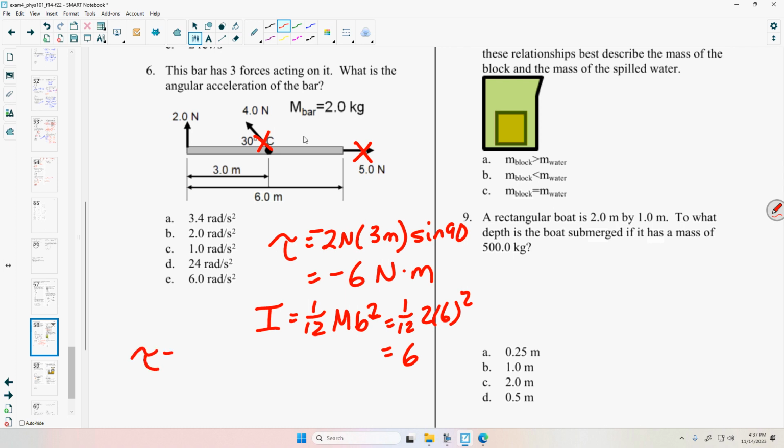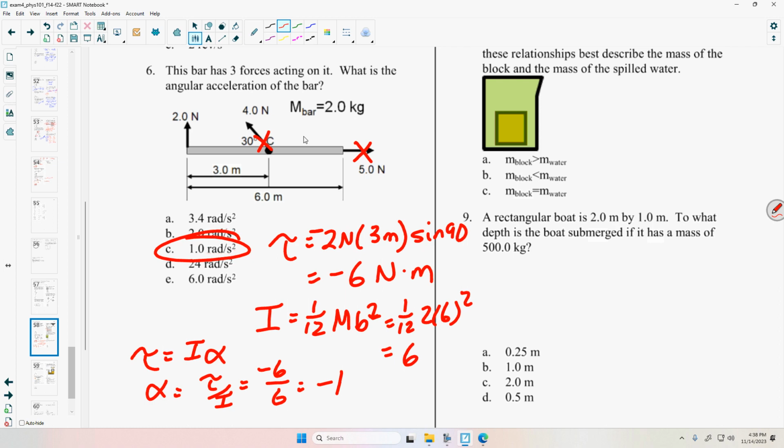So then I find alpha. Torque equals I times alpha, so alpha is torque over the moment of inertia. That's the same as F over m, except in this rotational frame. So the torque is negative 6 over 6, so it's equal to negative 1. But again, I'm just looking for the magnitude there. So it's 1 radian per second squared.